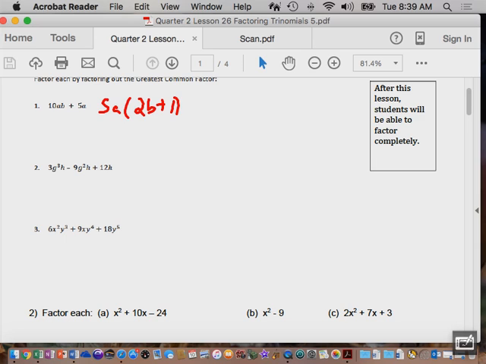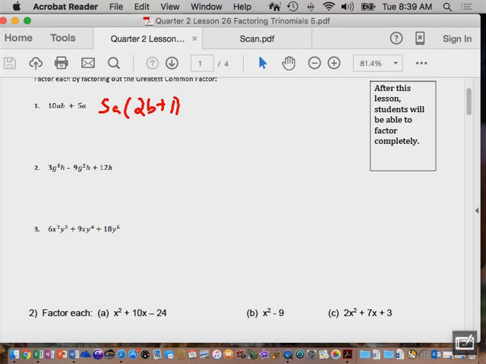Now, yesterday on the homework answers, you guys didn't catch me. I got one wrong. And I didn't do a quick mental check. Had I done it, I would have caught myself. 5A times 2B is 10AB. 5A times 1 is 5A. So that is the correct answer.